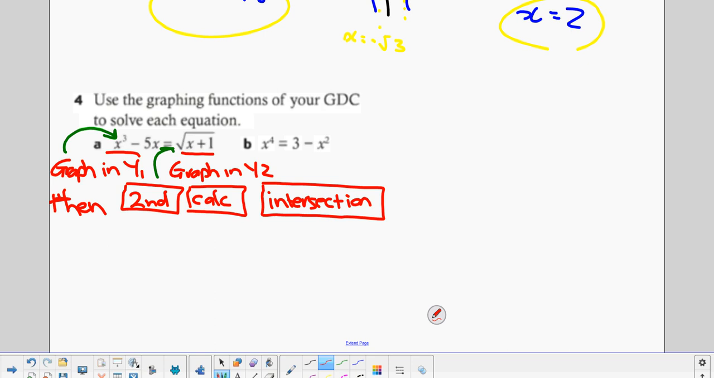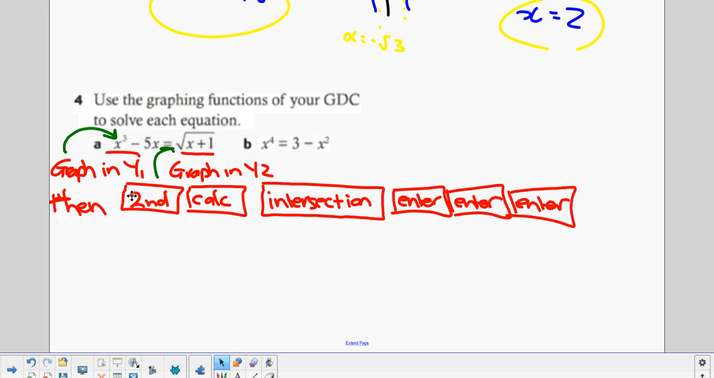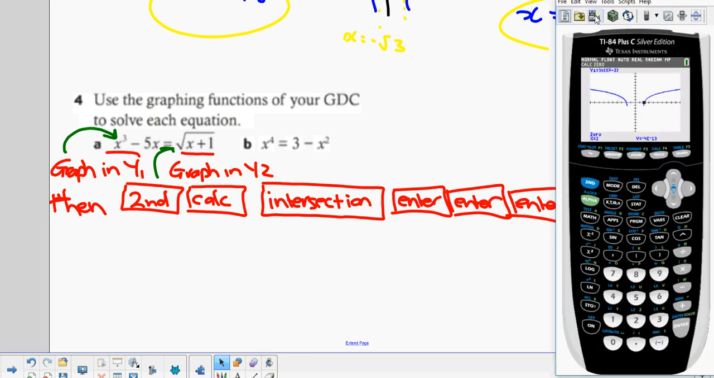Yeah, it could be. But look for the word intersect, because you're looking for the points where the two graphs intersect each other. And then don't forget after that you've got to press enter. It is 5. Okay, good. Enter. So whichever one says intersection, because you're finding the intersection of two graphs. So let's do that now.